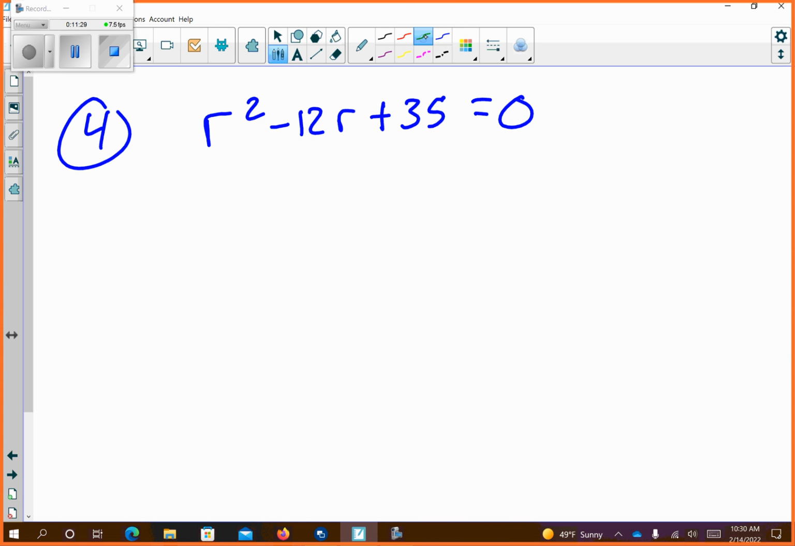Okay. So it's equal to 0, so we can factor. I'll put a 1 out front, so I get a positive 35. In order to get a positive number, the signs have to be the same. Are they both positive or are they both negative?